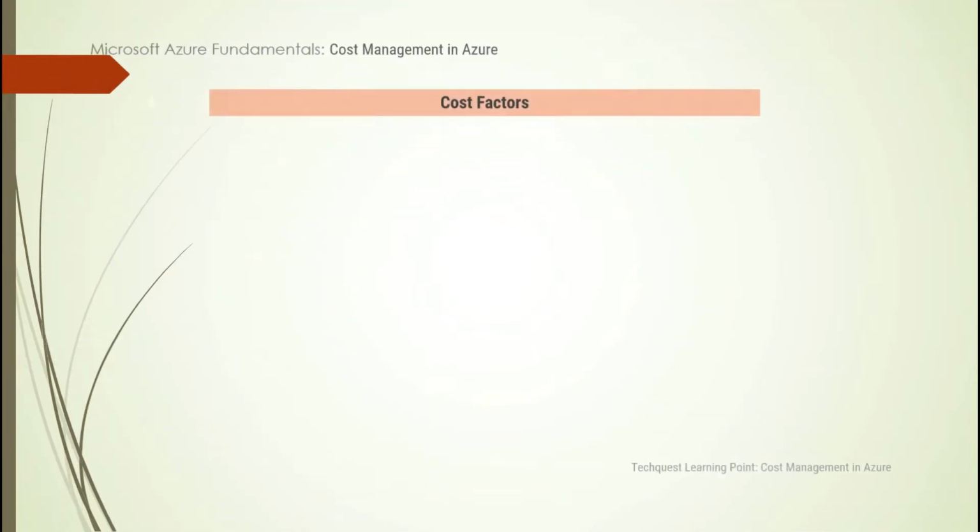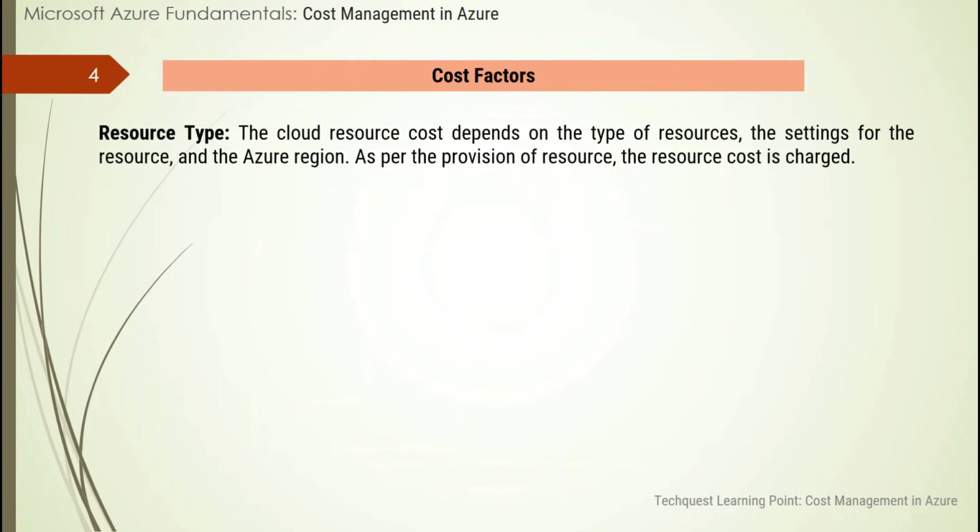Resource type. In case of renting the cloud computing platform, the resource cost is a very important factor that has an impact on the total renting cost of the cloud platform. The cloud's resource cost depends on the type of resources, the settings for the resource, and the Azure region. As per the provision of resource, the resource cost is charged.